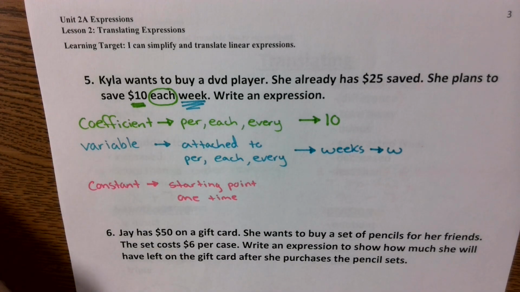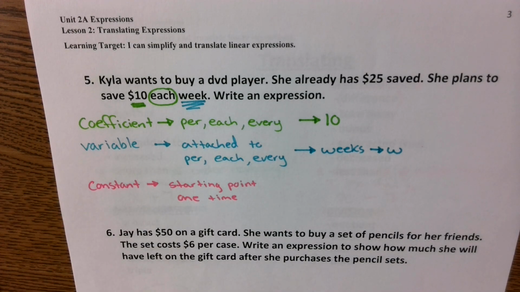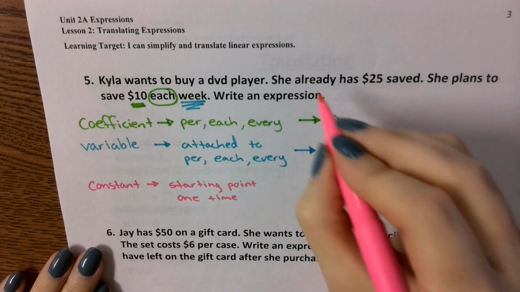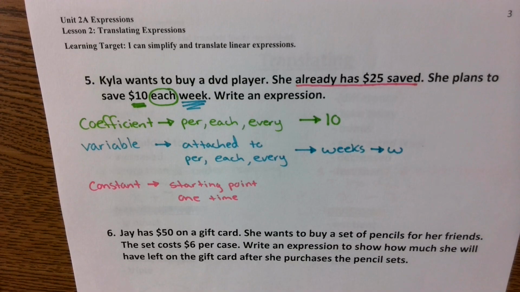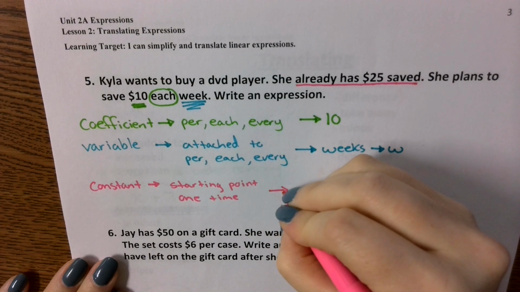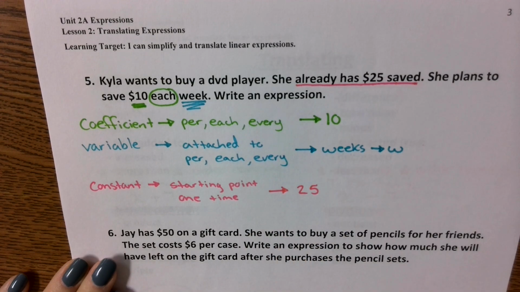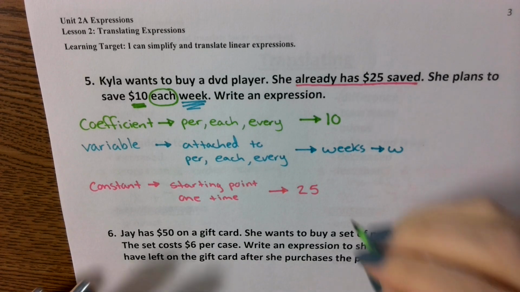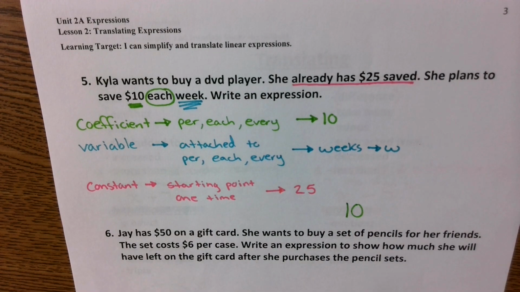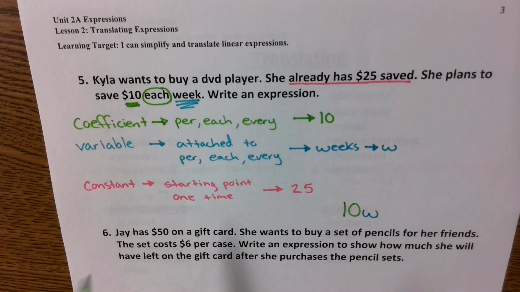Our constant is a starting value or starting point or a one-time value that's occurring, which happens to be right here, that she already has saved $25. She's starting with $25 in her pocket. She's going to continue to save $10 each week. Okay, so when we're writing this as an expression, we're going to say 10W plus 25.